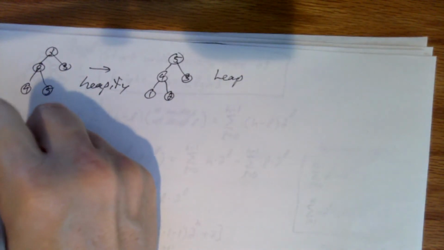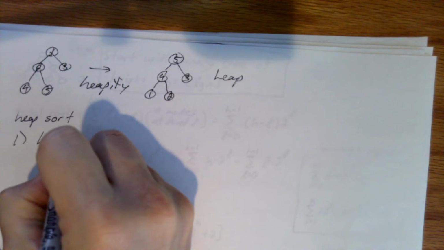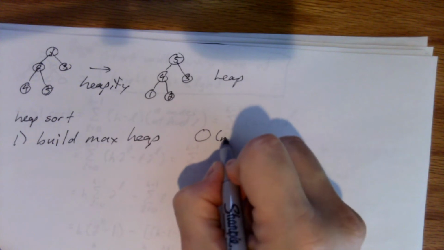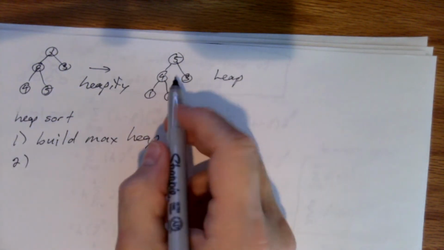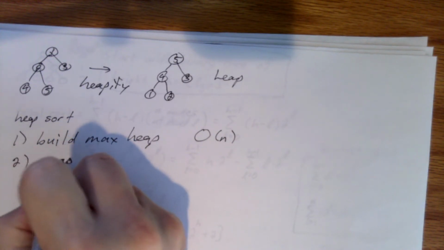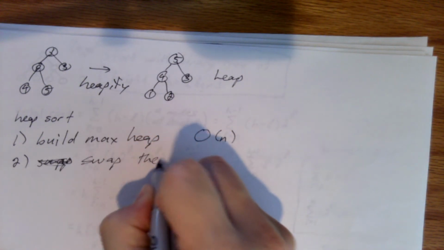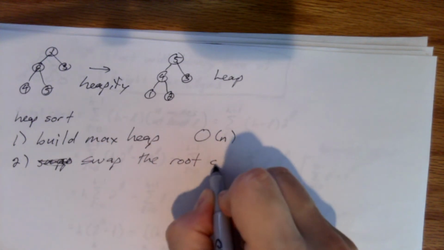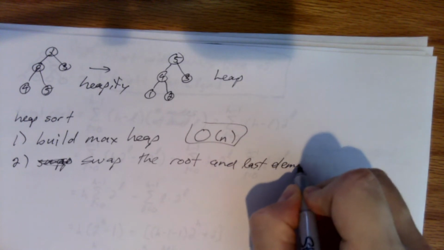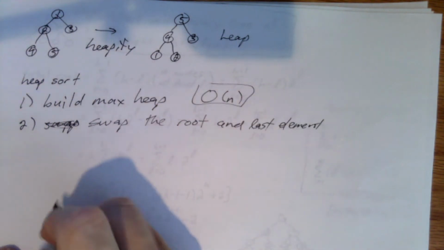So for heap sort, once again we build a max heap, and we just saw this has a cost of big O of n. And then what we're going to do is swap the root and the last element, which here would be the 2. Okay, so that would be something like this.